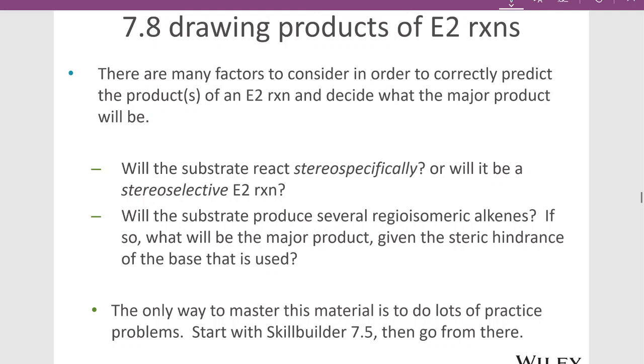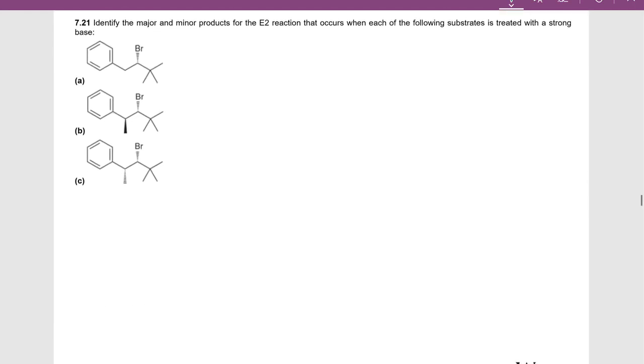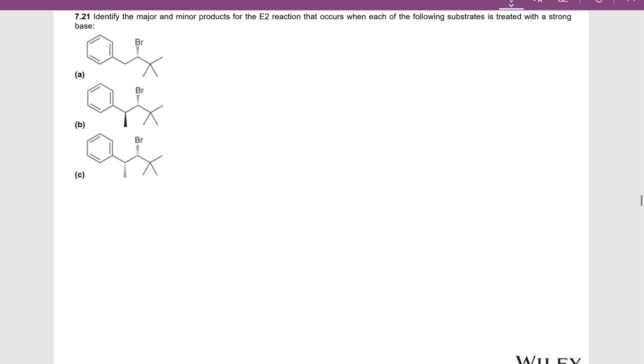We need to consider for E2s whether the substrate will react stereospecifically or stereoselectively, or regiospecifically or regioselectively, where we have a different regioisomer, whether we have a different stereoisomer. So we have to consider all of these things. Okay, so we need to do a lot of practice. So let's look at problem A.